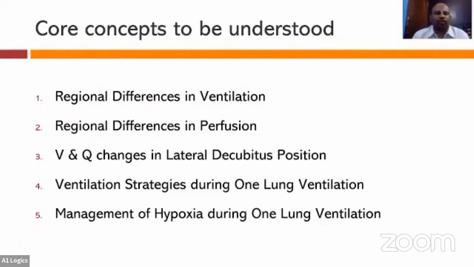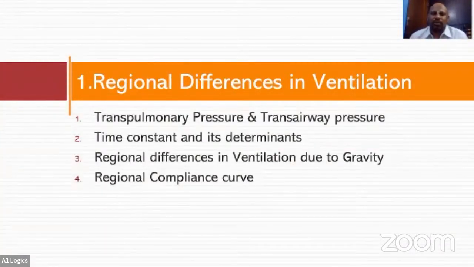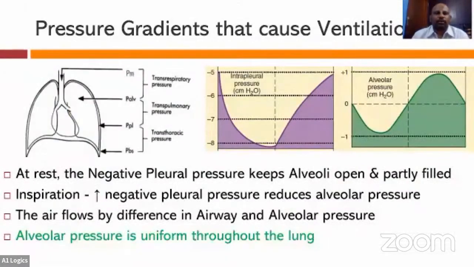To begin with, we'll go in for the regional differences in ventilation. In this session, we are going to talk about transpulmonary pressures and trans-airway pressures, time constants and their determinants, regional differences in ventilation due to gravity, and regional compliance curve. So there are pressure gradients that cause ventilation. What are they? You all know that the lung is an elastic structure.